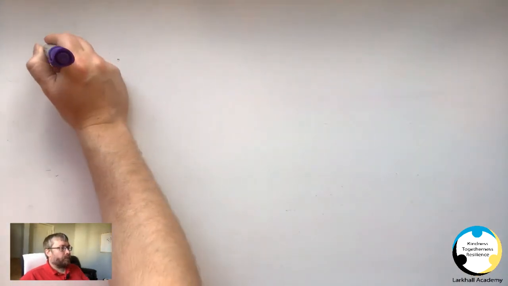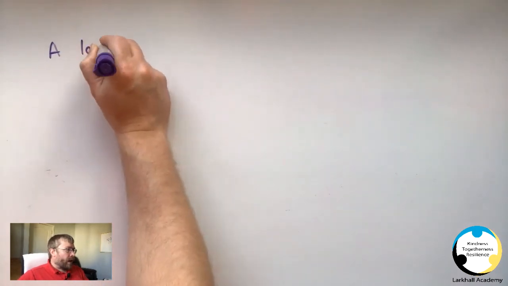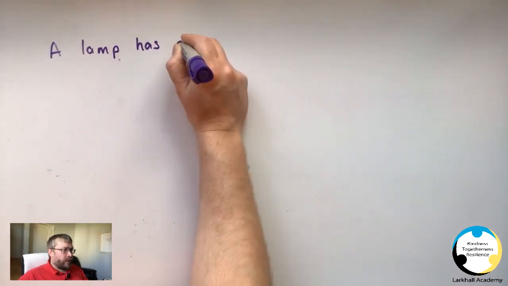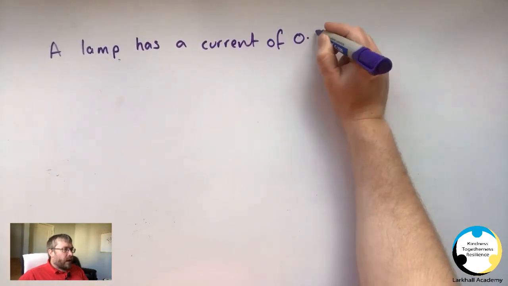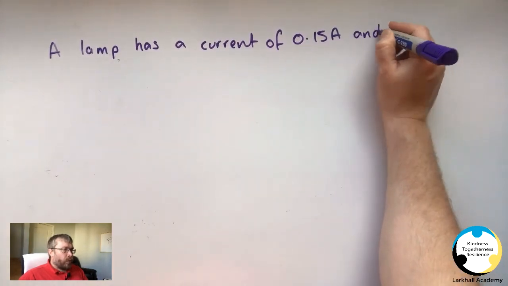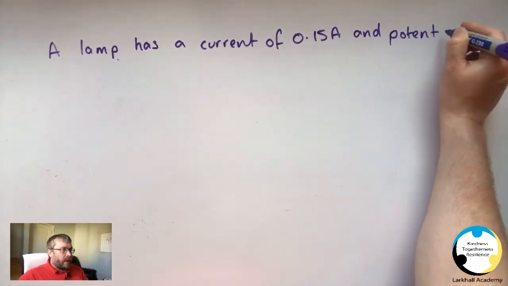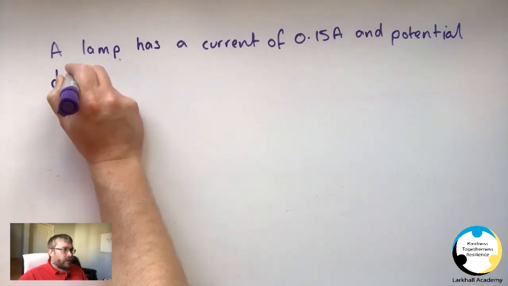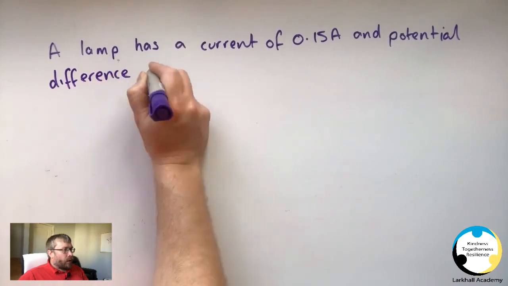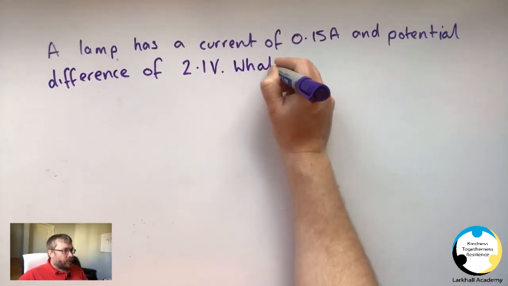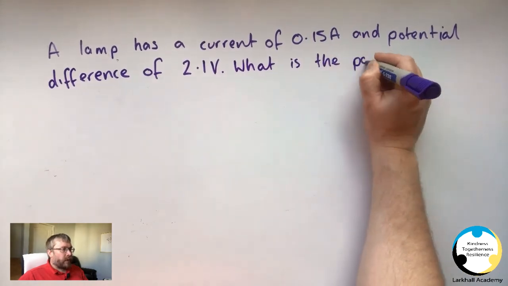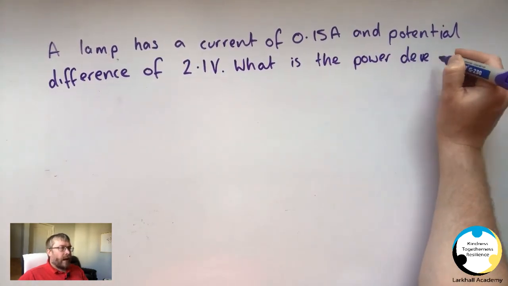Okay. Right. Let's have a look at a worked example then. So we have a lamp. Stick with the lamp. We're quite used to it now, and it has a current flowing through it of 0.15 amps and a potential difference of 2.1 volts. What is the power developed in the lamp?